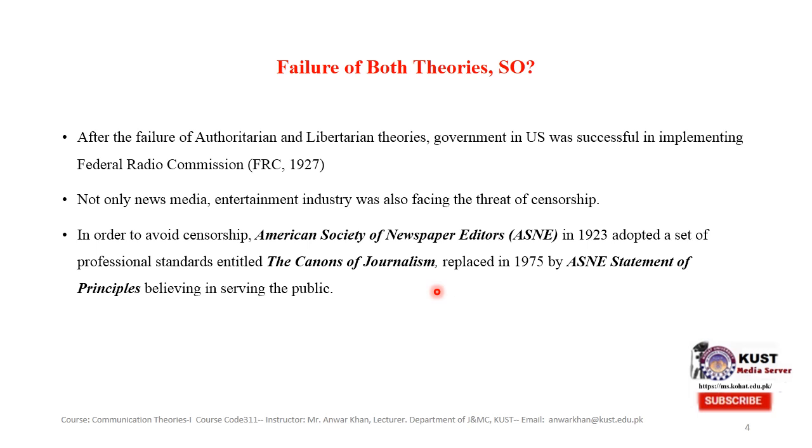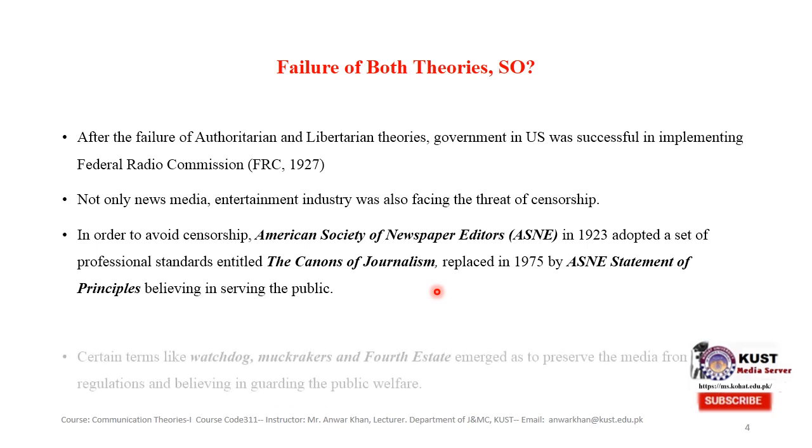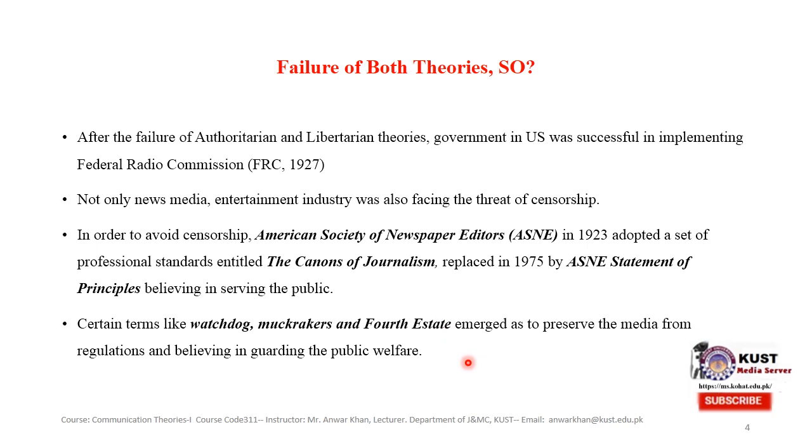What happened was that media was searching for its survival. Media was trying to tackle government pressure and some organizational pressures, one way or the other. And media was using certain terms for themselves, like watchdog, muckrakers and fourth estate, and they were saying that they are working for the welfare of the public. They are guarding the welfare of the public. Media is actually the voice of the voiceless people. So they were trying different techniques of securing their freedom of the press. But the government was seizing the opportunity because they knew that if media is used for propaganda purposes by any dictator, the consequences will be very dangerous.